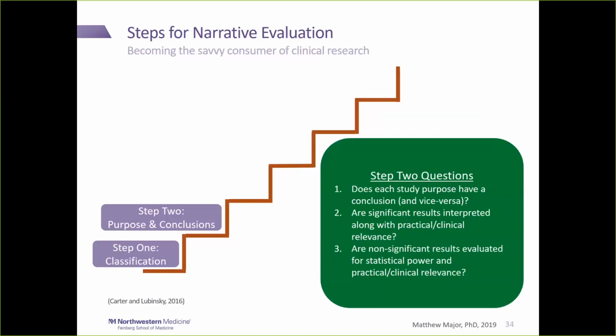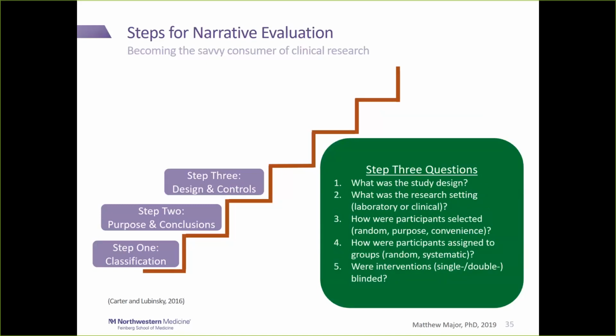For step 2, we need to understand the purpose and conclusions. Does each study purpose have a conclusion? And does each conclusion have a purpose? Are the significant results interpreted along with their practical and clinical relevance? And are non-significant results evaluated for statistical power? In addition to that, also mentioning their practical and clinical relevance.